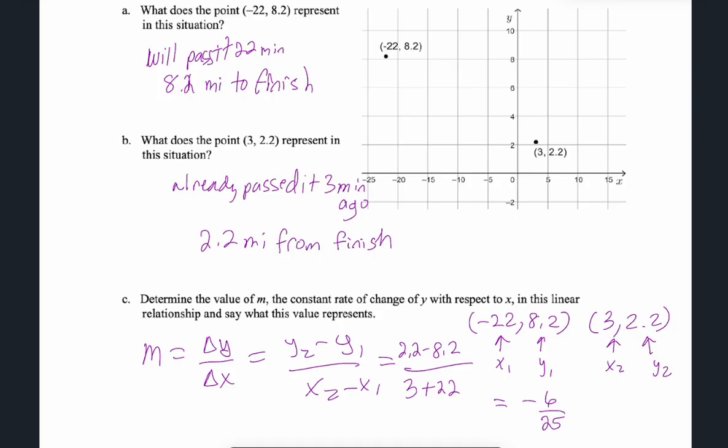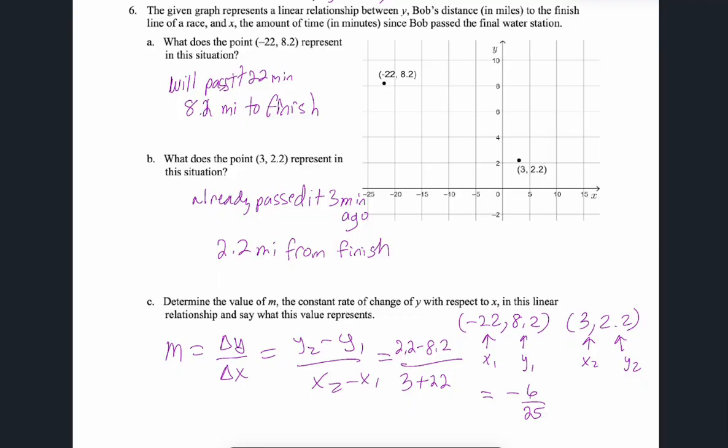Remember, at the top, the y's represented miles, and the x's represented minutes. Now, the negative is that distance we are closing in as we run to the finish line. And you can see the finish line will happen when we hit the 0 mark, the 0 for our y value.